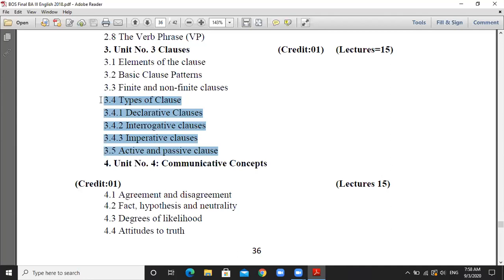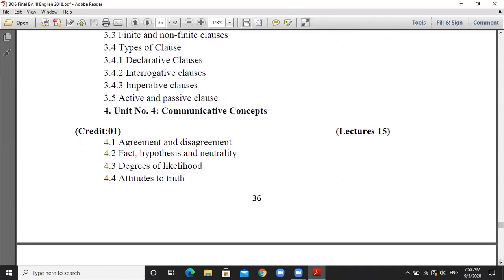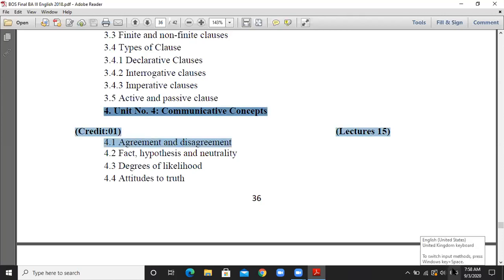Right? Then fourth unit is communicative concepts. So communicative concepts are very common things that we actually use in our day-to-day communication. So the first communicative concept that we are going to study is agreement and disagreement.